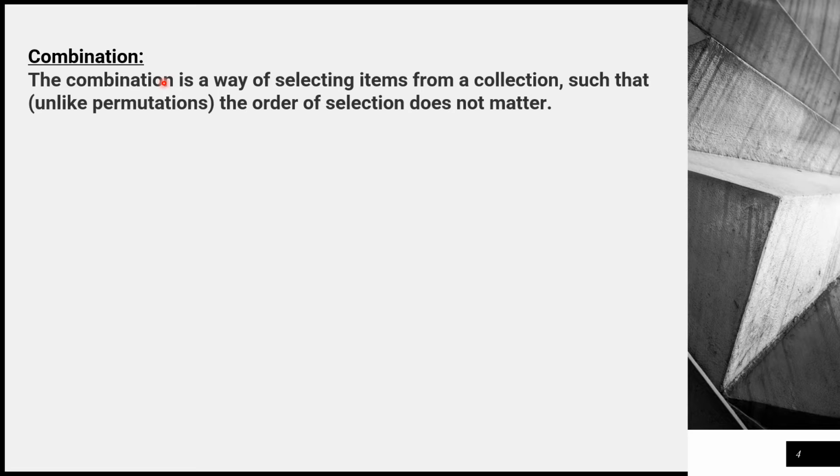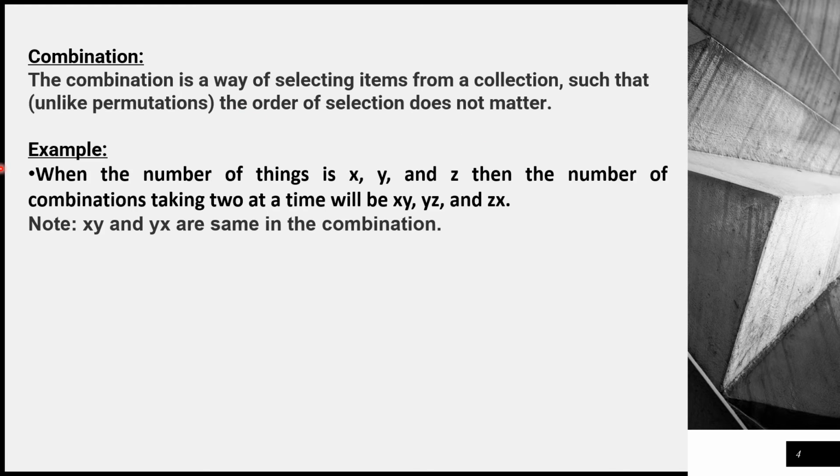Next we'll see what is combination. A combination is a way of selecting items from a collection such that, unlike permutations, the order of selection does not matter. Here the order of selection of things does not matter. To understand this line, we will see one example. When the things are x, y and z, the combinations taking two at a time will be xy, yz and zx.